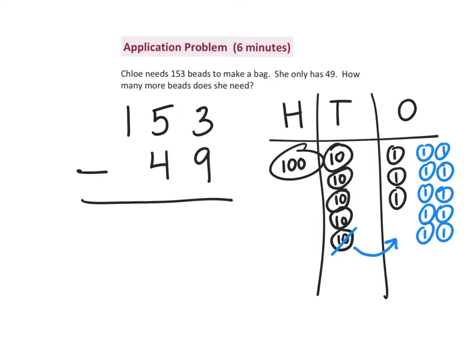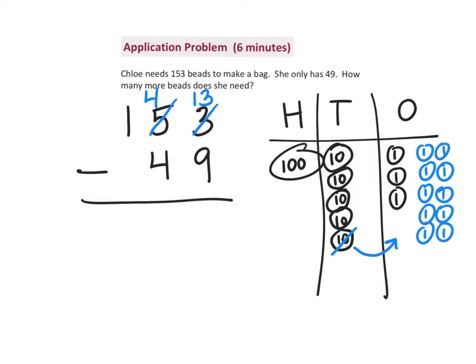Okay, and now when I look at my place value chart, I have 100, but now instead of having 5 tens, I have 4 tens. And in my ones place, I have 10, 11, 12, 13. So I need to show that now on my equation. So I have 4 tens, and I have 13 ones now. And now I can do my main subtraction. So I'm going to take away 9 from my 13 over here.